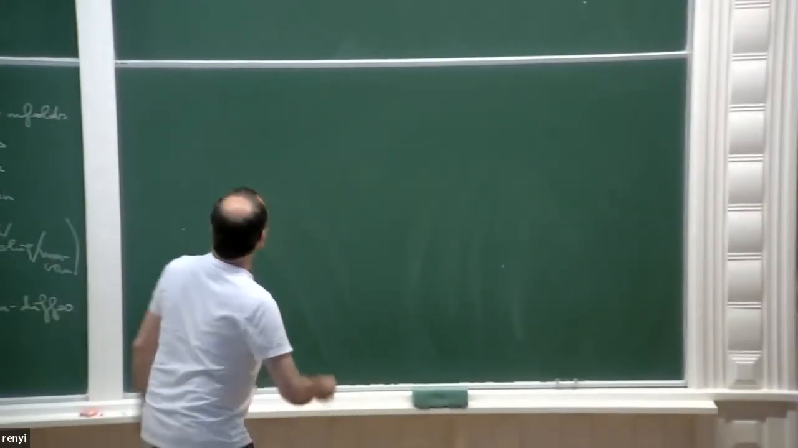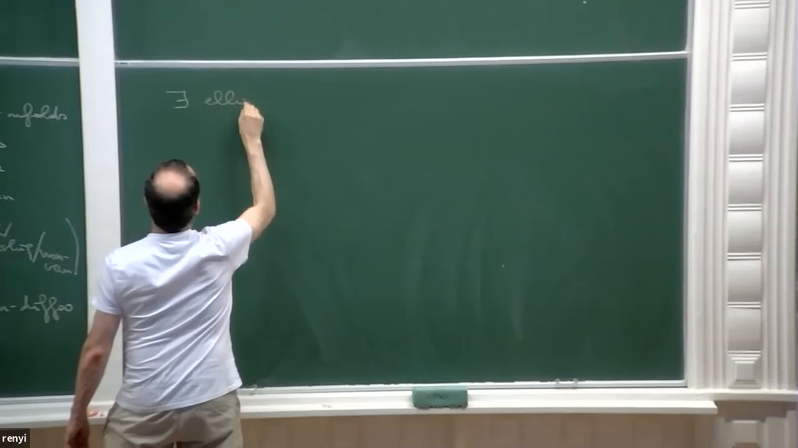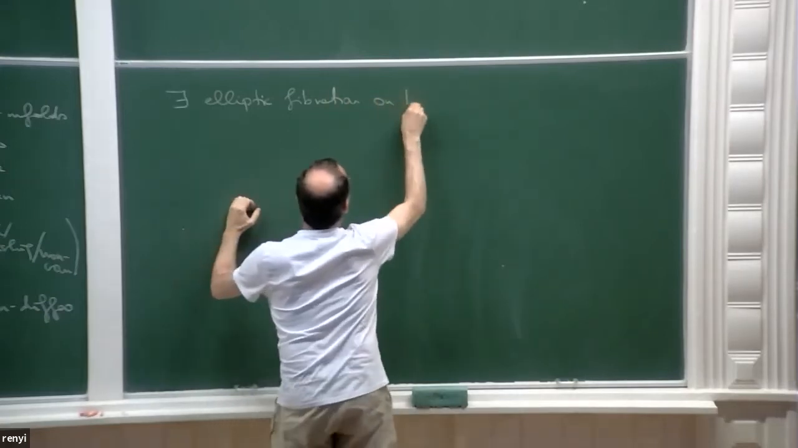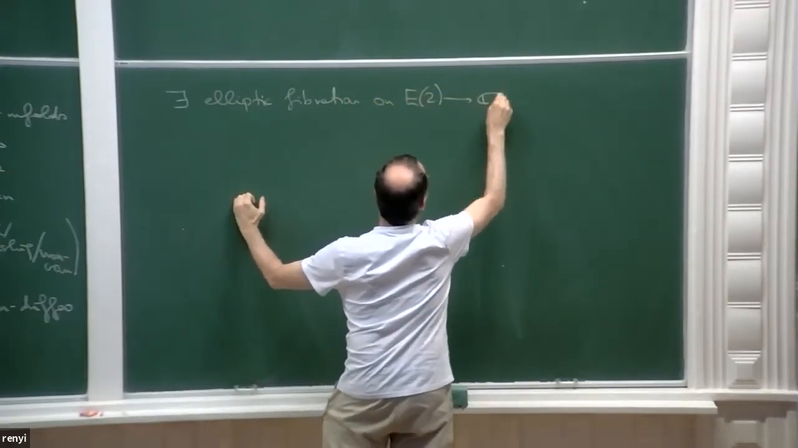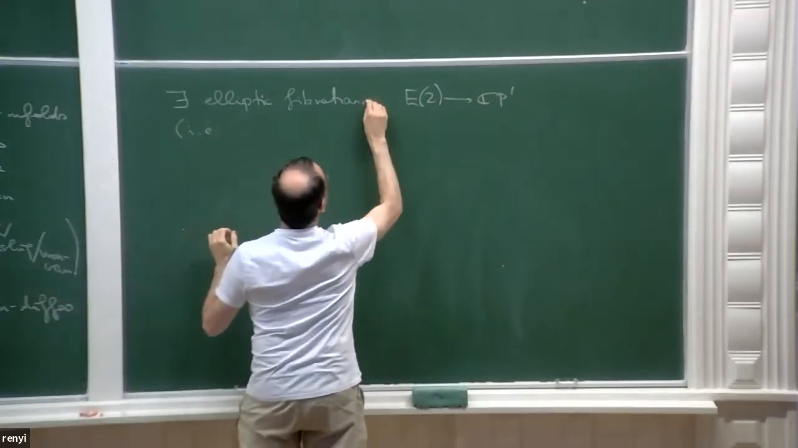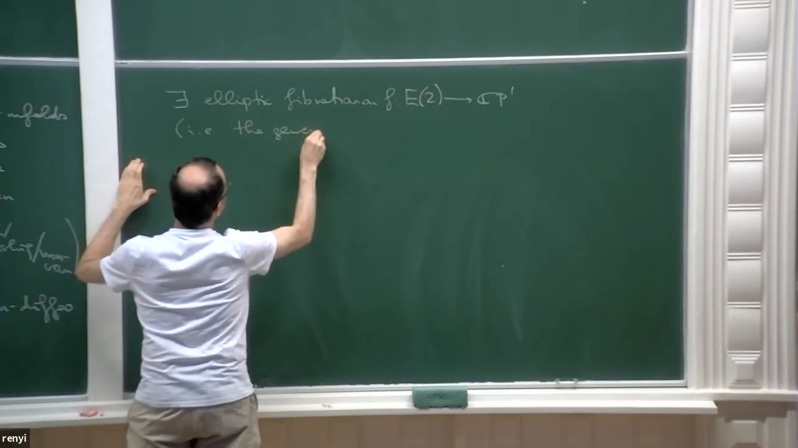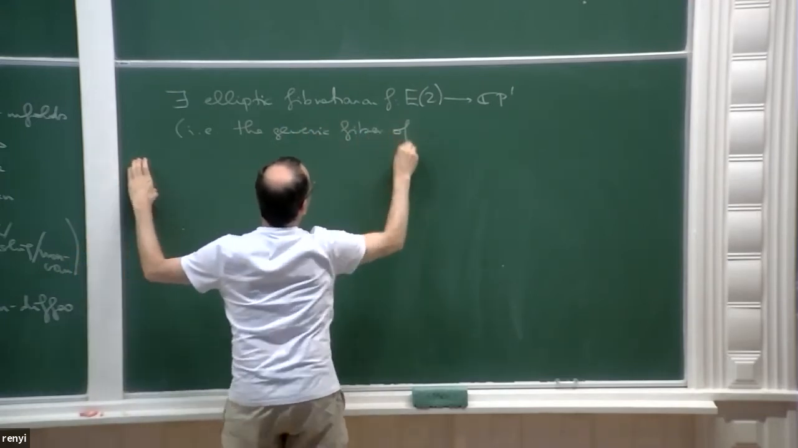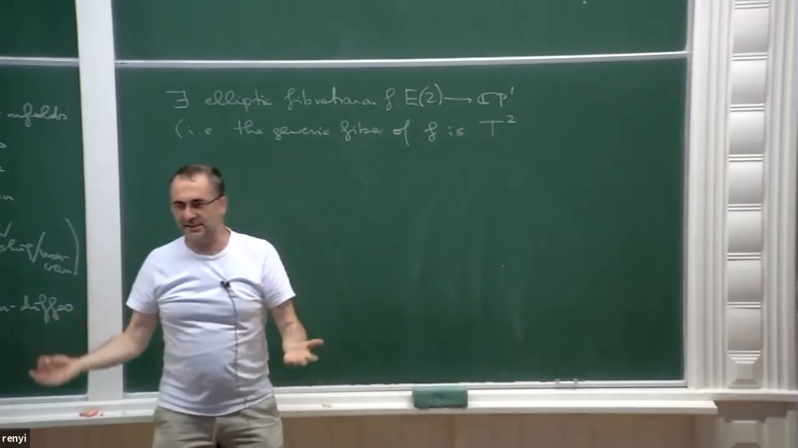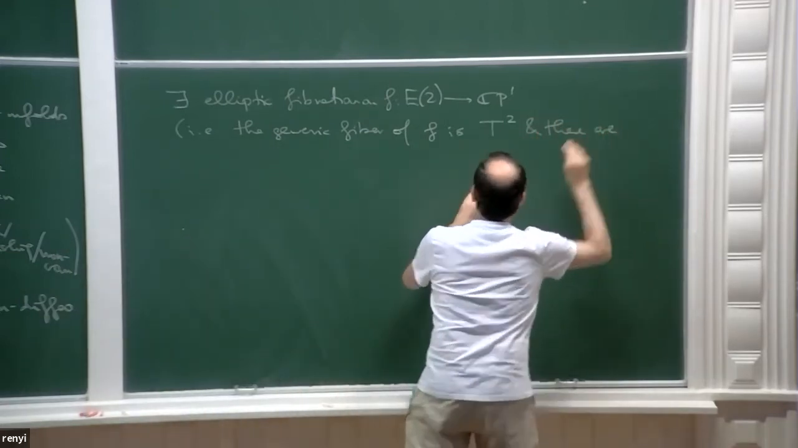As I alluded to last time, there is an elliptic fibration on E2 over CP1. What does that mean? Let's give a name to that. Let's call it F. The generic fiber of F is an elliptic curve, which for topology just means that it's a two-dimensional torus, and there are some singular fibers.